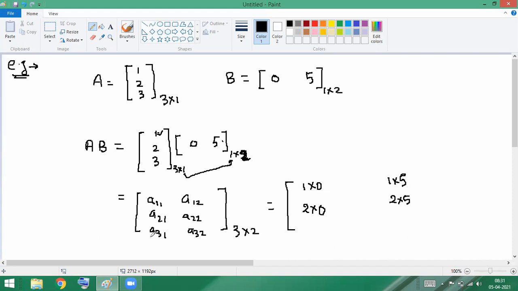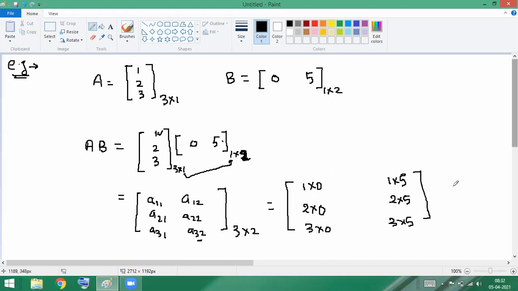Now after that, the 31. 31 means what? Third row of the first matrix and the first column of the second matrix. Means 3 cross 0. And after that, the 32. 32 means what? Third row of the first matrix and second column of the second matrix. Okay, it means 3 into 5.